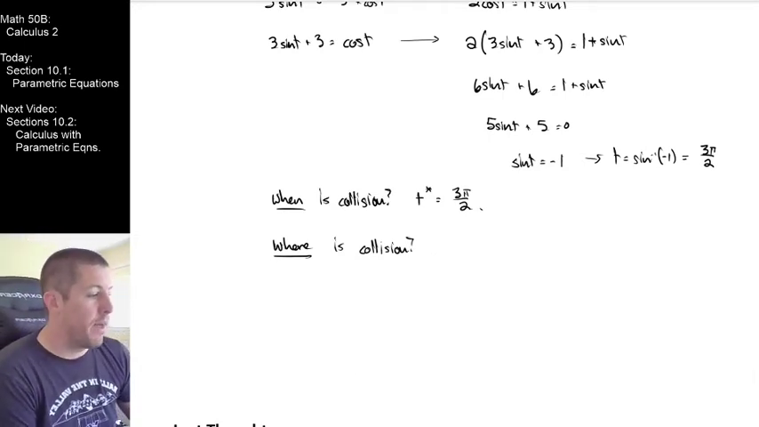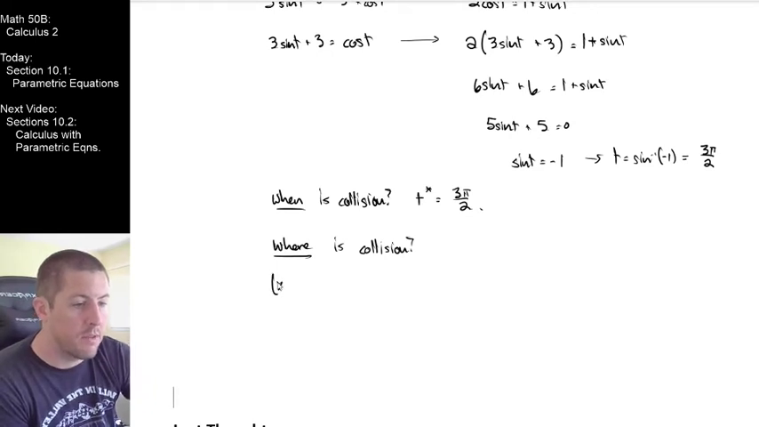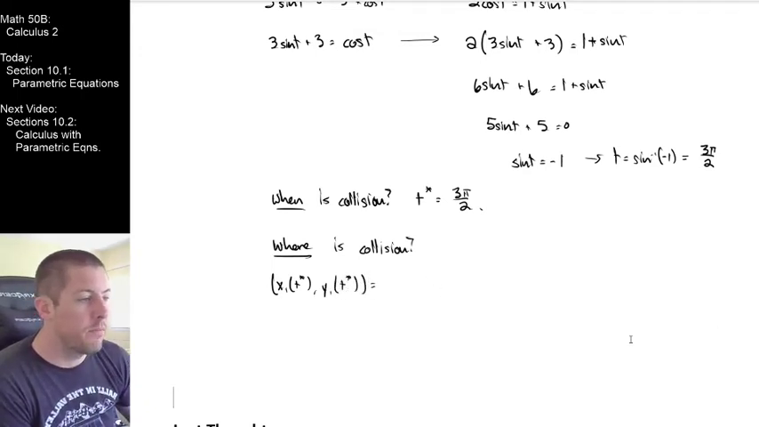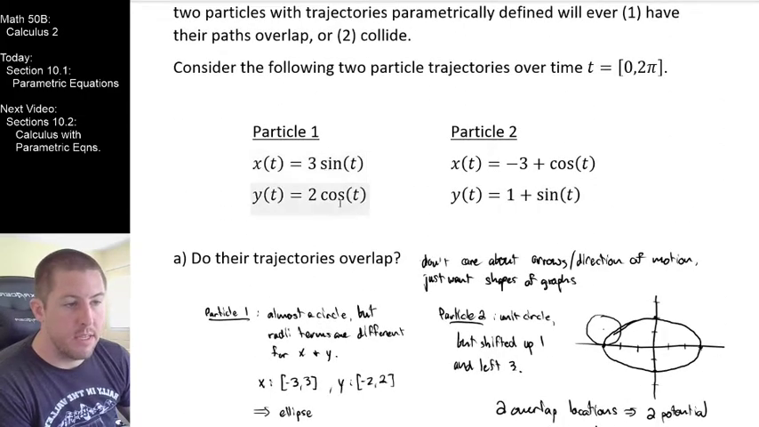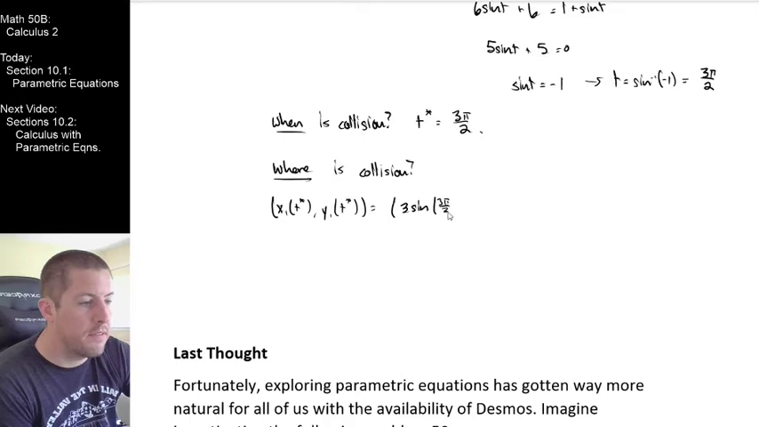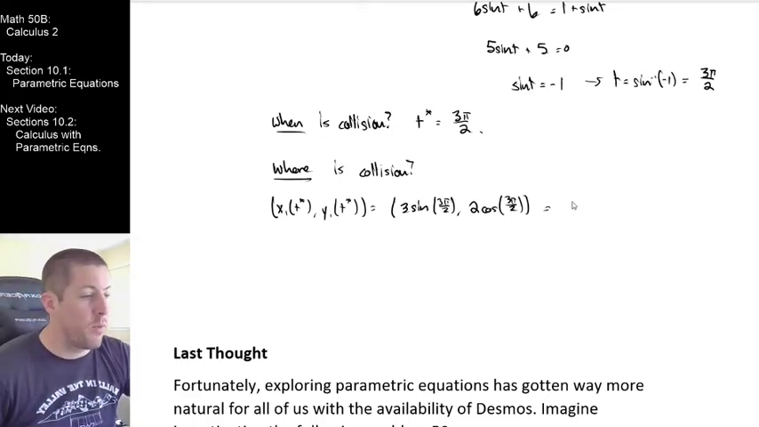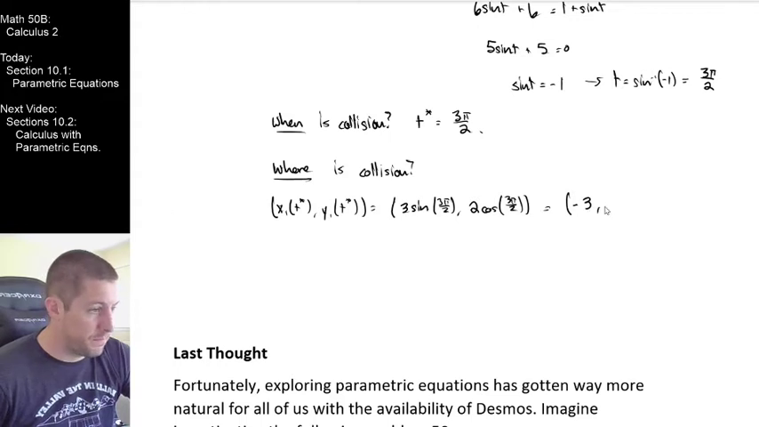Now, it should be the case, by the way, that we should be able to plug this into either of our equations right here. So let's do x1 of t star, y1 of t star. And that is our very first one here. So it's 3 sine t, 2 cos t. 3 sine 3 pi halves, 2 cos 3 pi halves. Sine of 3 pi halves is negative 1, so I'm going to get a negative 3. Cosine of 3 pi halves is 0, so that's good.